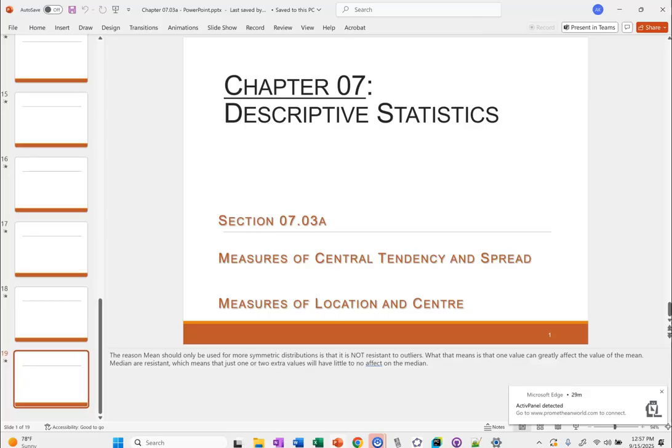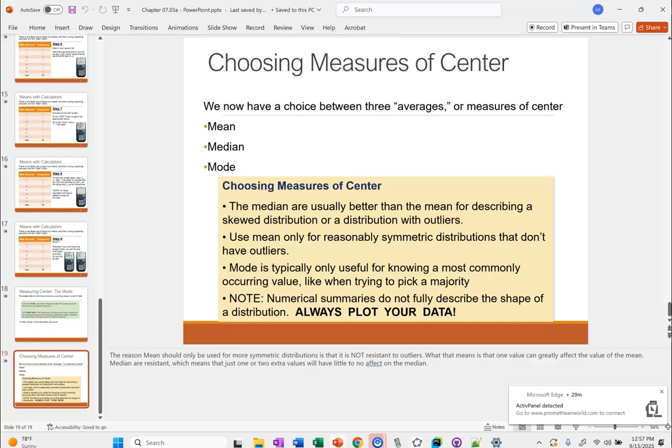Where did my thingy go? If I can find my mouse. Did this to me last time. Oh, there we go. What's this say? That's why it was giving me such a hard time. Okay.